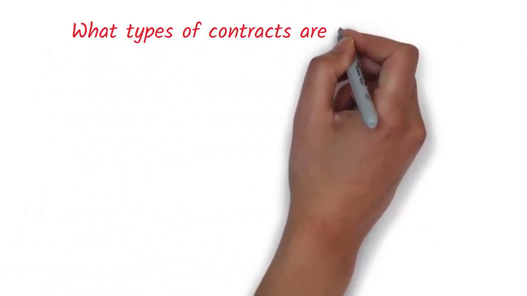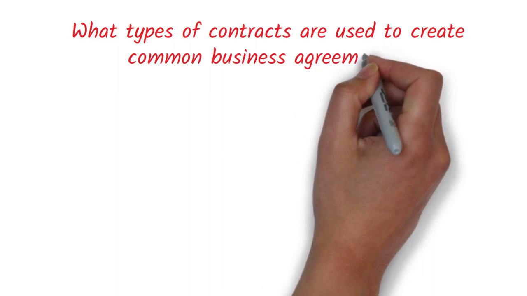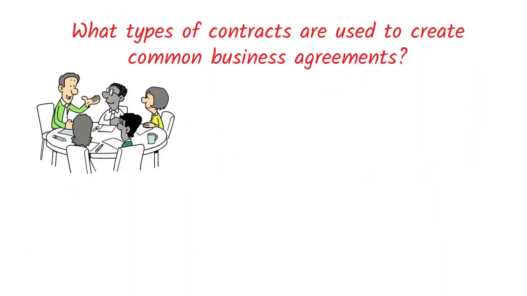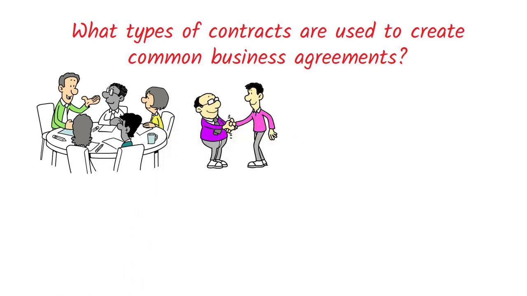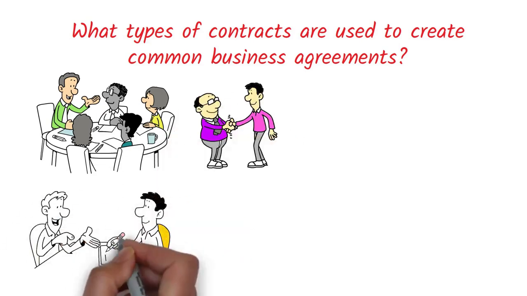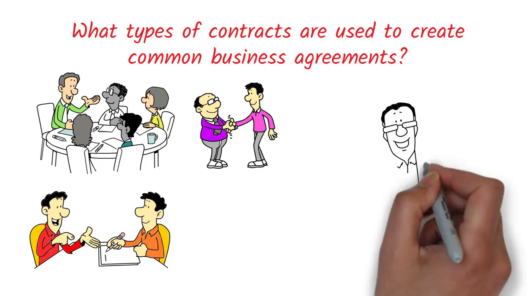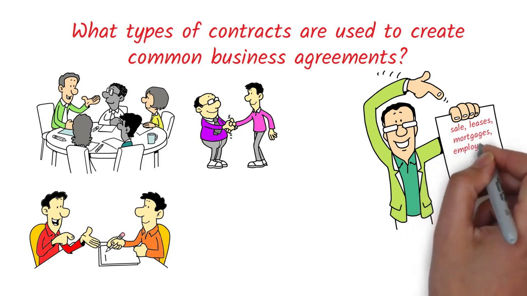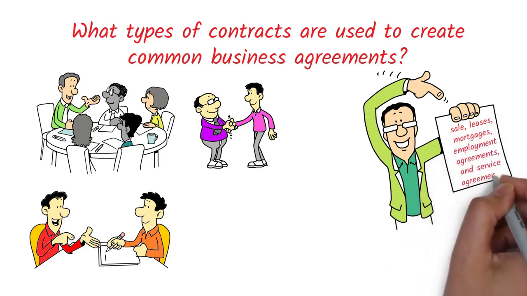What types of contracts are used to create common business agreements? Contracts are a way for two or more people or businesses to agree to certain terms and conditions. They can be written as simple verbal agreements, or they can be complex written documents. Common types of business agreements include contracts of sale, leases, mortgages, employment agreements, and service agreements.